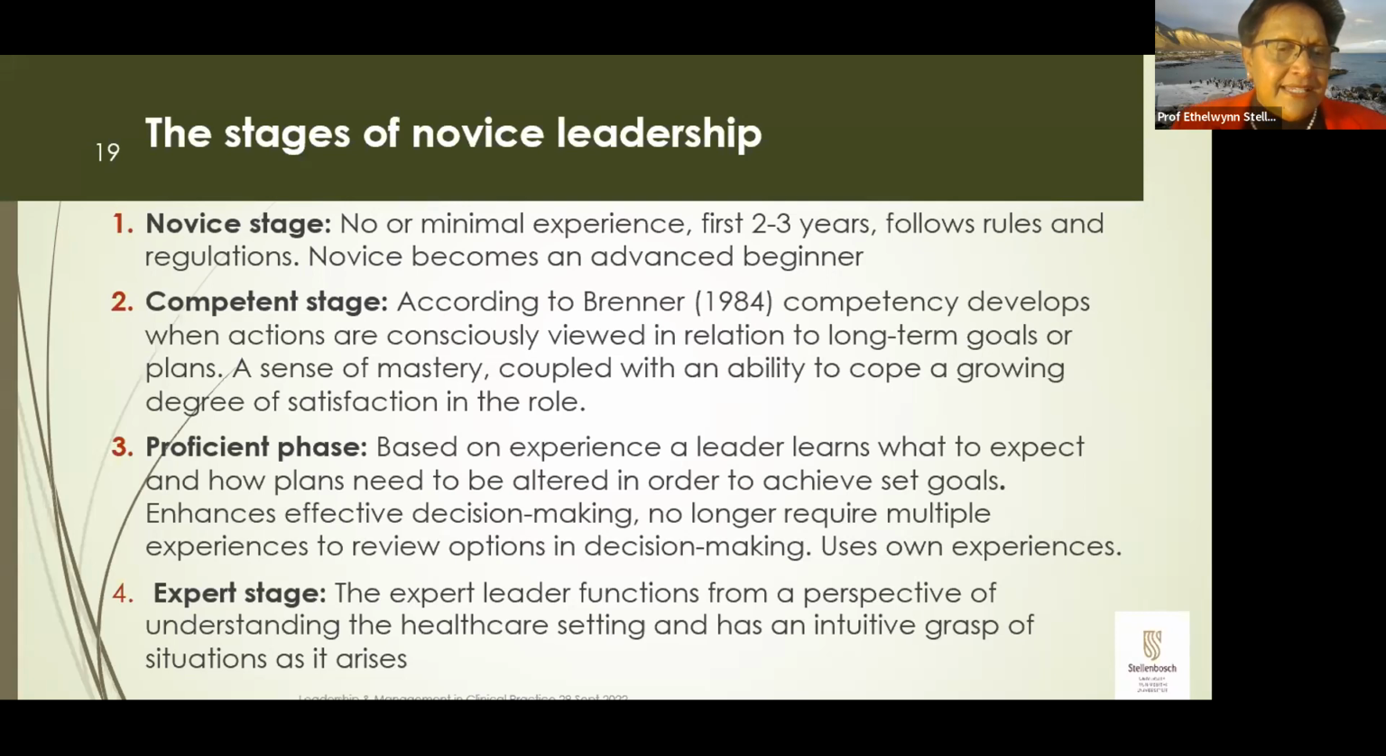But we need to understand these levels as leaders of our staff, that where are they? Are they on the novice stage? Are they on that second level, the competence stage? Are they proficient? Are they experts already? You know, it's very sad when we treat an expert like a novice. And you will get a very negative reaction from those experts. You say, you know, this RN thinks that I'm still a student or something. So we must understand the levels of our staff.